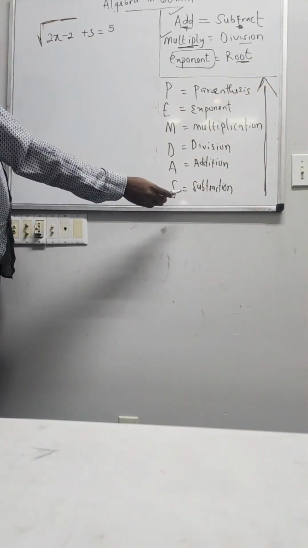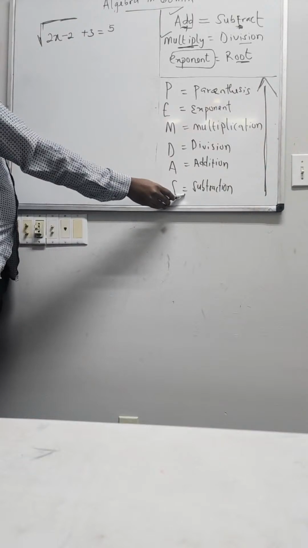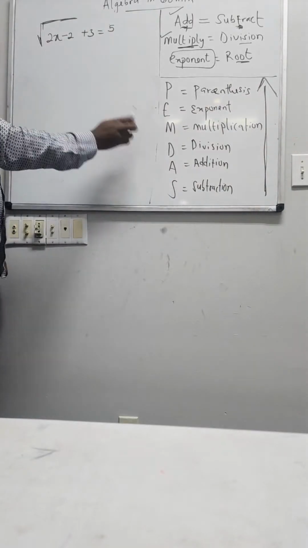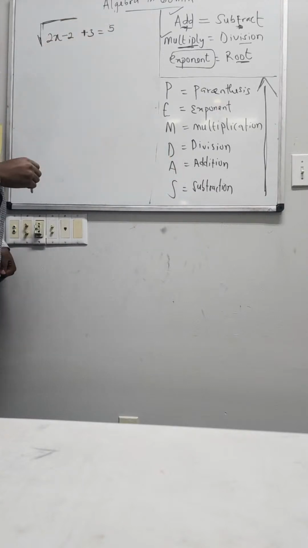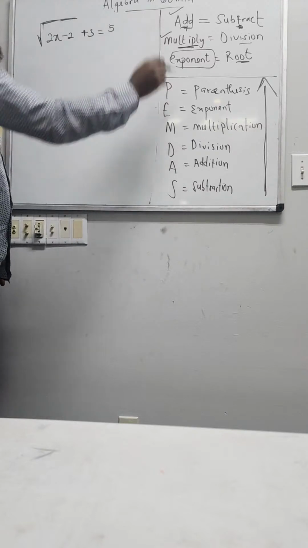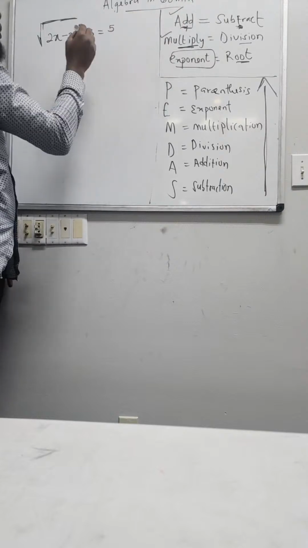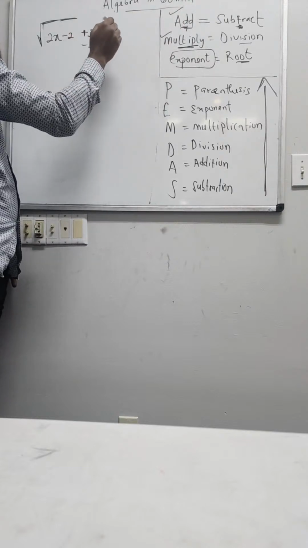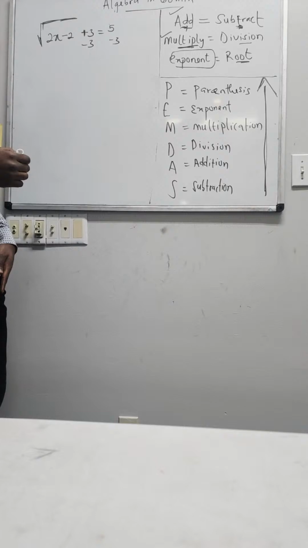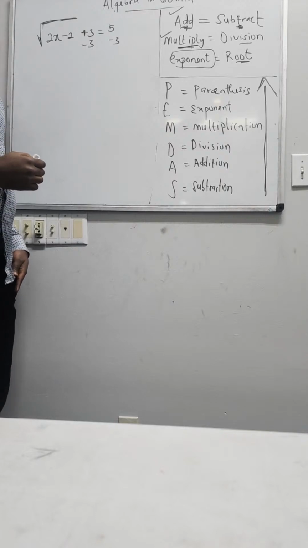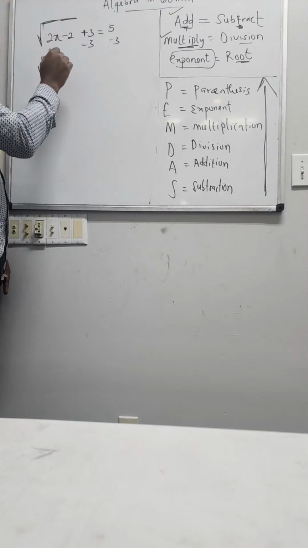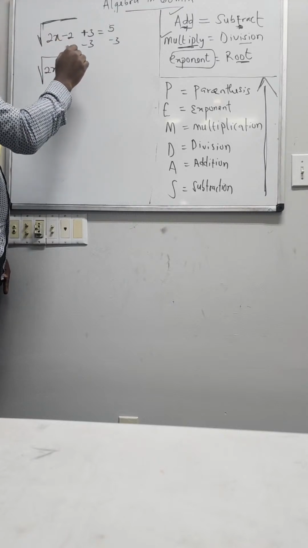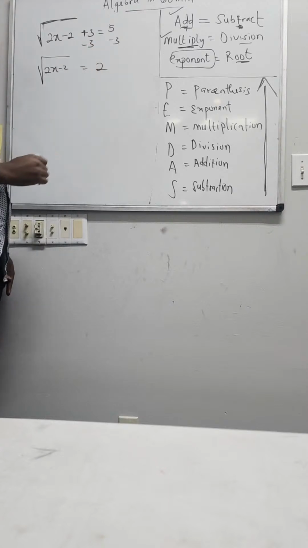So the first thing you look at is, do we have subtraction? No. Do we have addition? Yes. We have the addition. So let's deal with the addition first. So if you have addition, then you apply subtraction. So subtract, add negative 3 to both sides. Okay? And here we have 2x minus 2 equal 2.